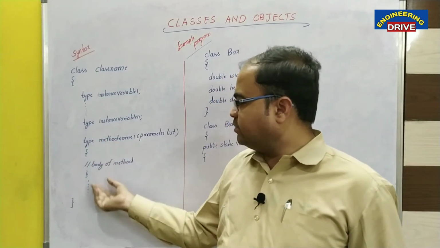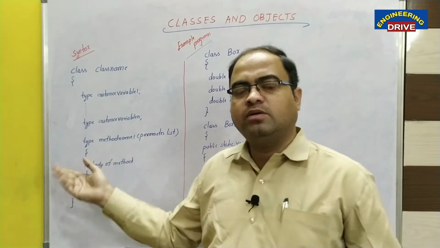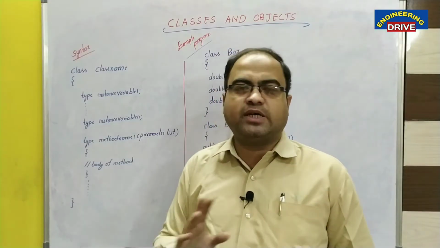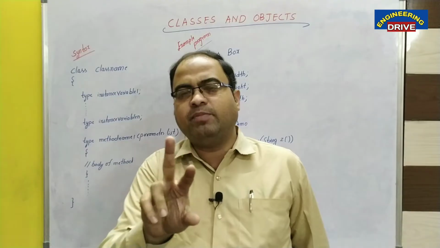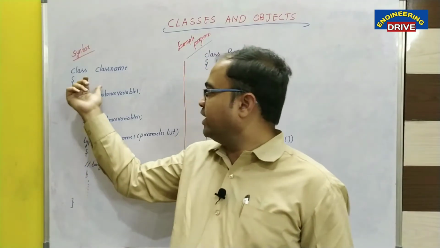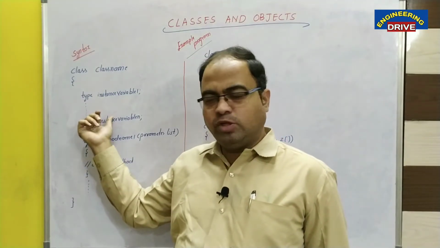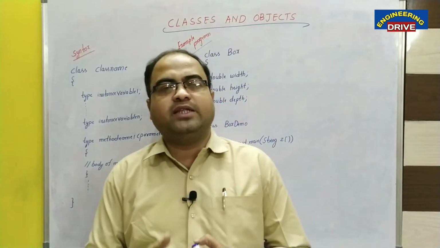So method 1, method name 1, and so on. You can have different types of methods in our class. So you have got some clarity now that in a class we can make use of two things. One is we can declare and define the variables, and the second thing is we can define the methods also.